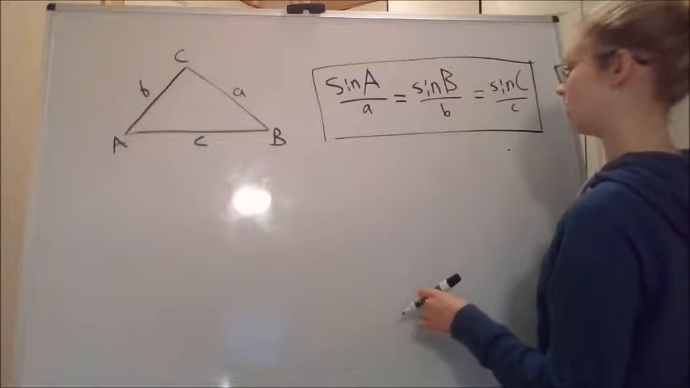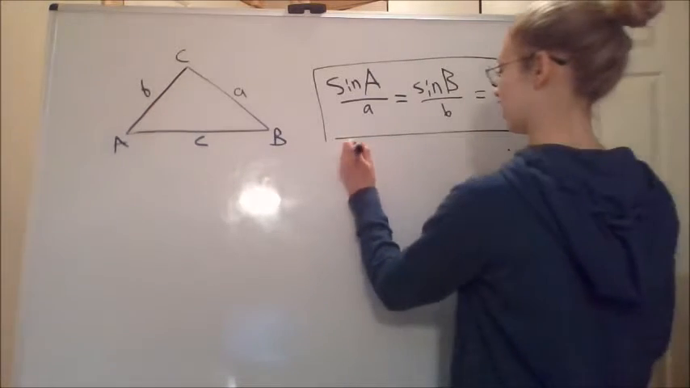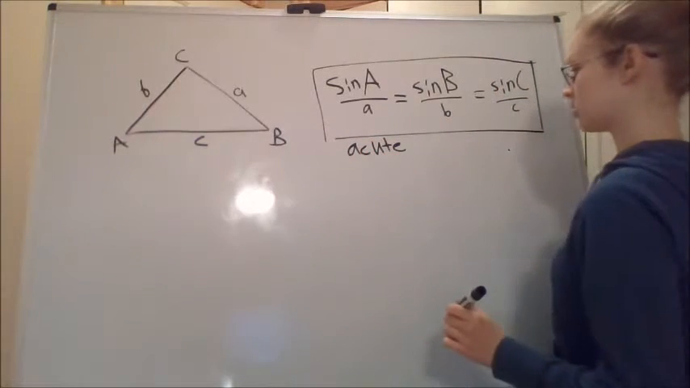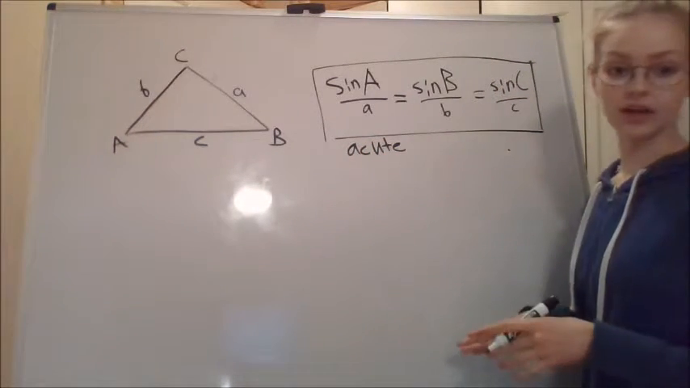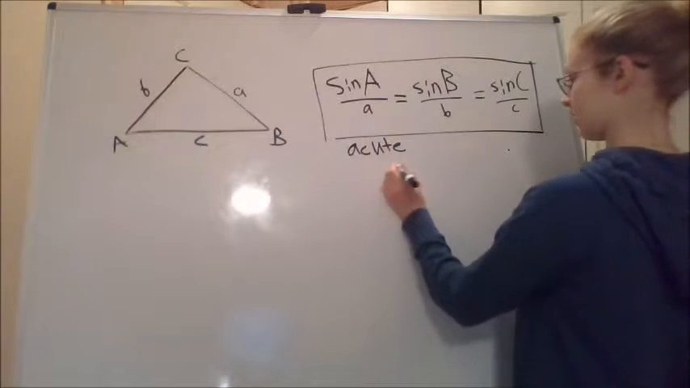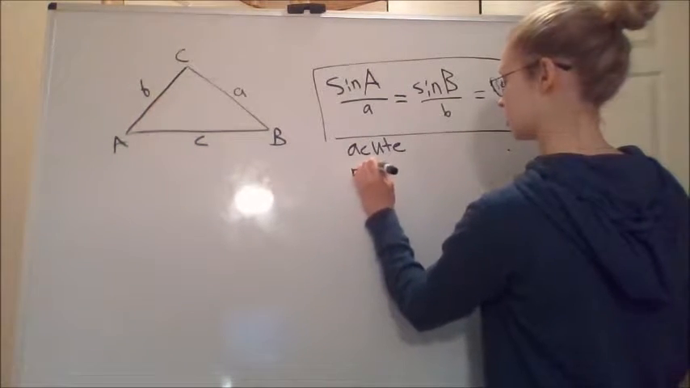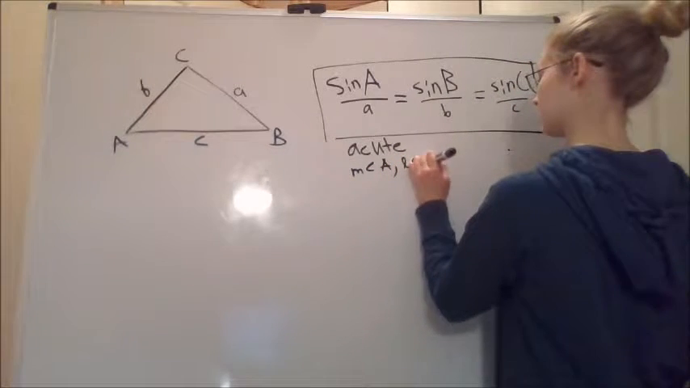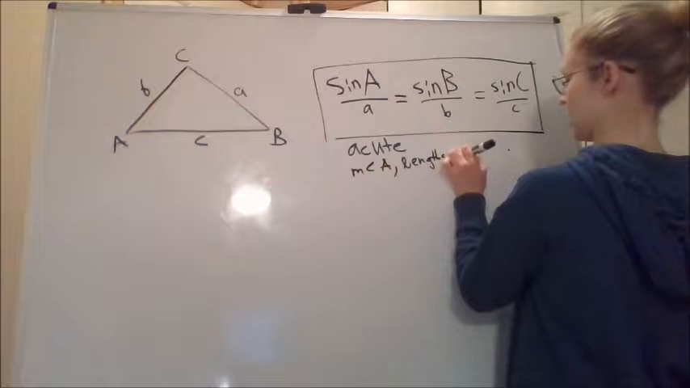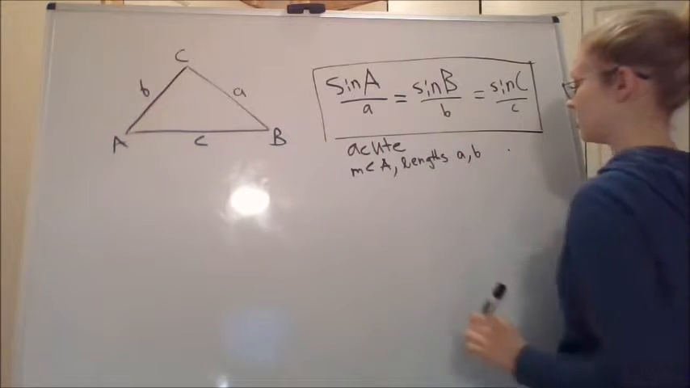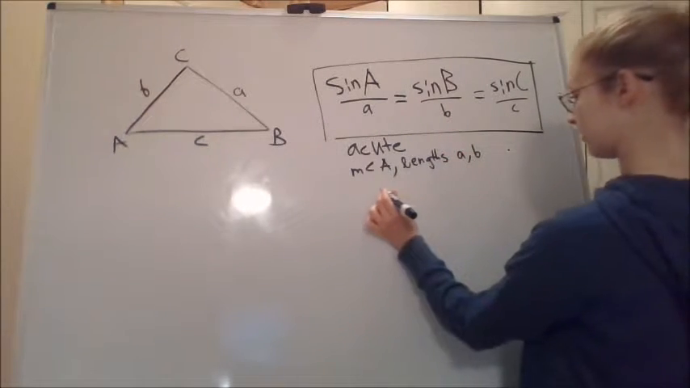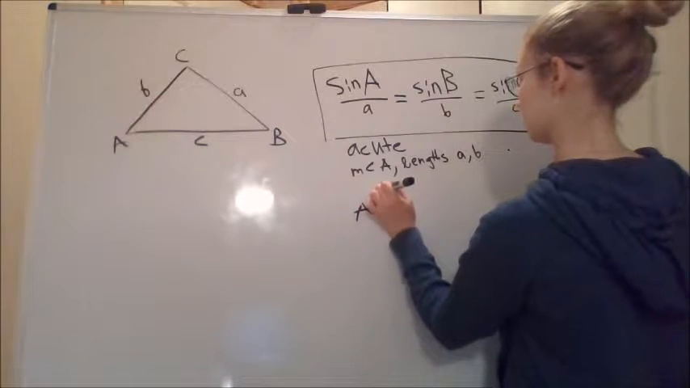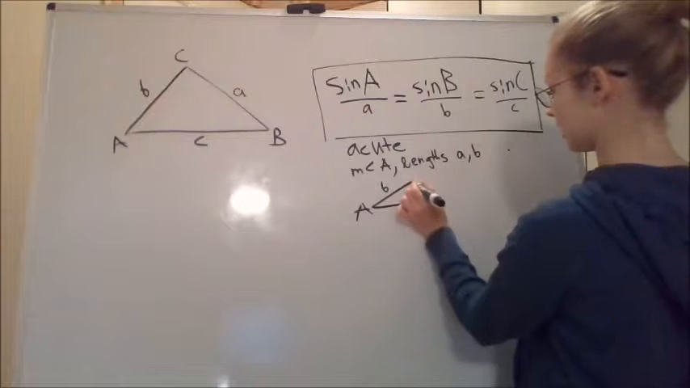So let's consider acute angles first with our angle side triangle. And let's say that we're given measure of angle A and then lengths A and B. So we basically have this structure here. We have A, B, and then we have another A somewhere around here.